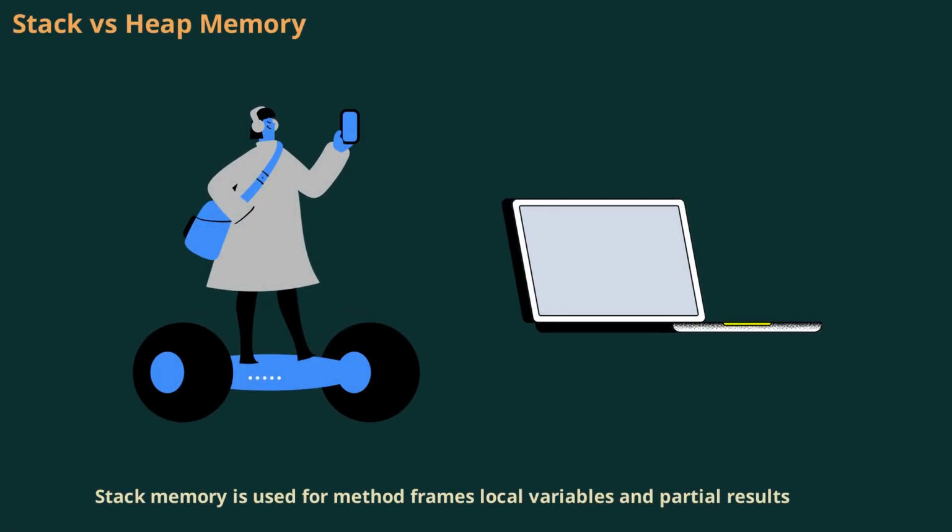Stack memory is used for method frames, local variables, and partial results, with one stack per thread. Heap memory stores all object instances and class variables, shared across threads. Knowing the difference helps you manage memory efficiently and avoid common errors like StackOverflowError.